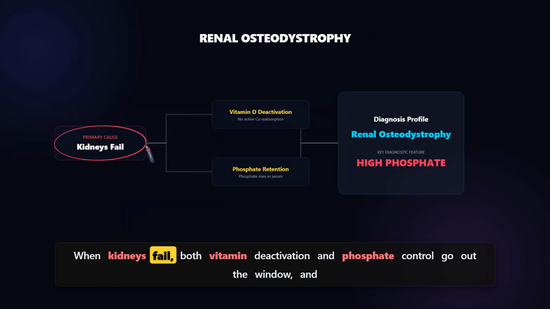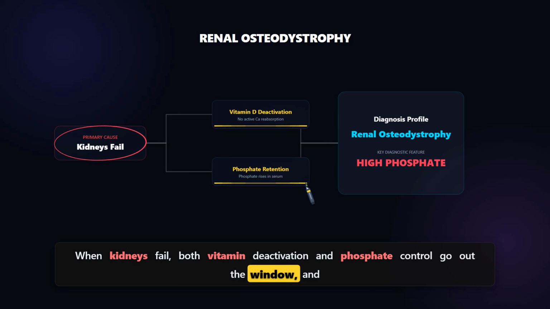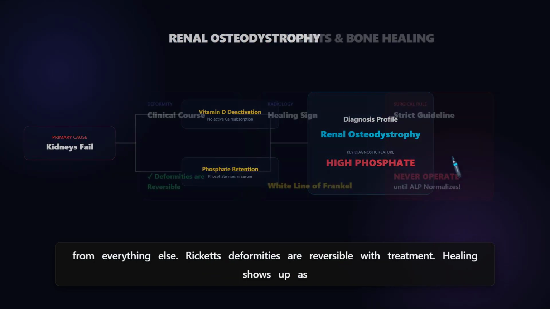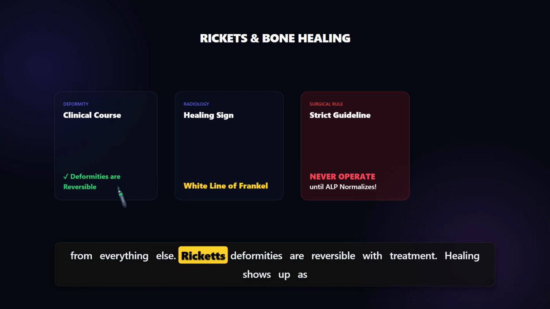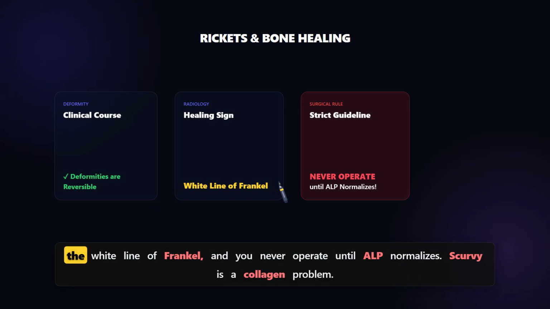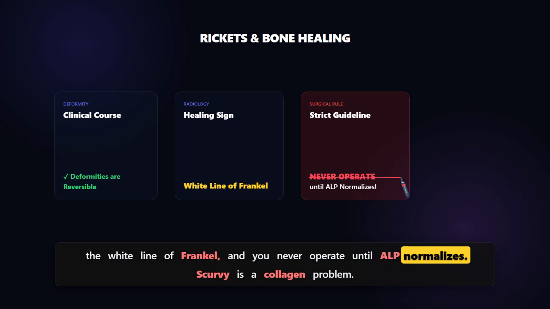When kidneys fail, both vitamin D activation and phosphate control go out the window, and that gives you the unique lab picture of renal osteodystrophy, with high phosphate setting it apart from everything else. Rickets deformities are reversible with treatment. Healing shows up as the white line of Frankel, and you never operate until ALP normalizes.